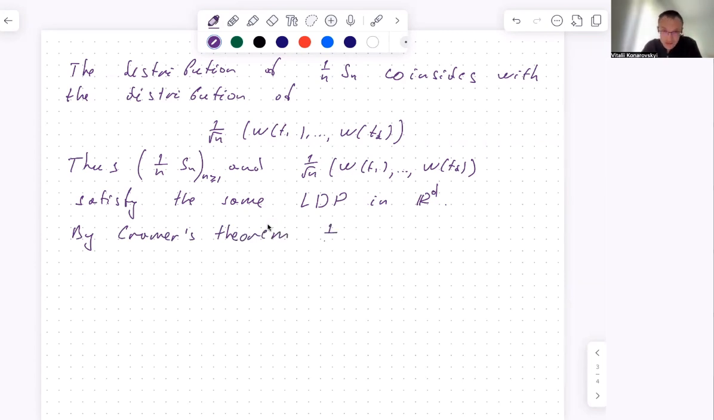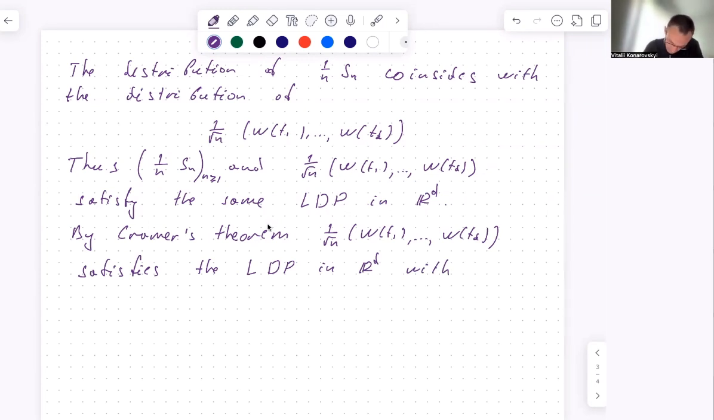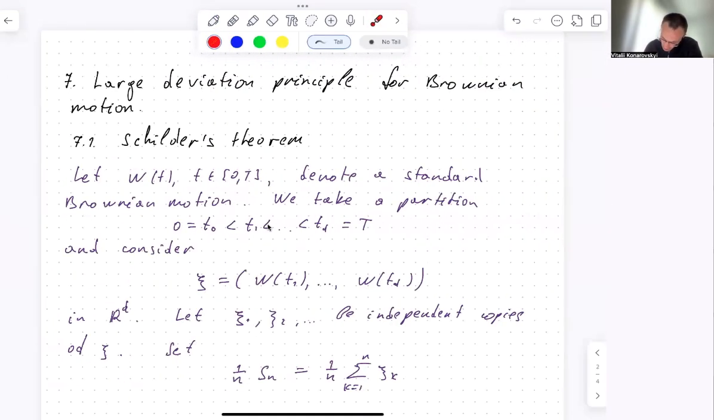we have that 1 over square root n of (W(t1), and so on W(td)) satisfies the large deviation principle in R^d with the rate function that is defined by the Fenchel-Legendre transform of the vector xi, where xi is the distribution of one random variable here, the same as the distribution of that vector.